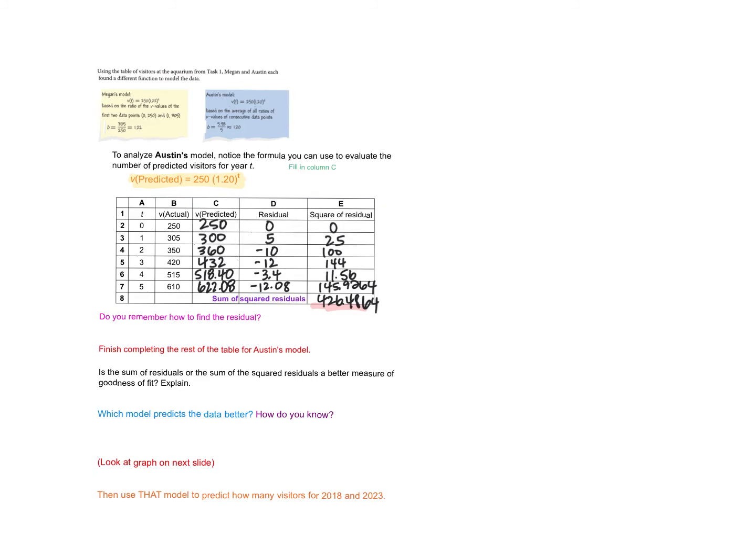All right, so I filled in the table. You can go ahead and see. If you look at the sum of the squared residuals for Austin's model, or our model, it's 426. That number is lower than Megan's model on the screen before. So this one is a better prediction. This one has a smaller sum of squared residuals, so that one's better.